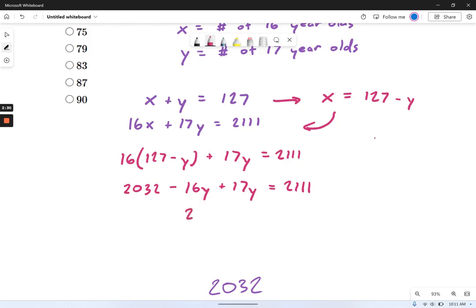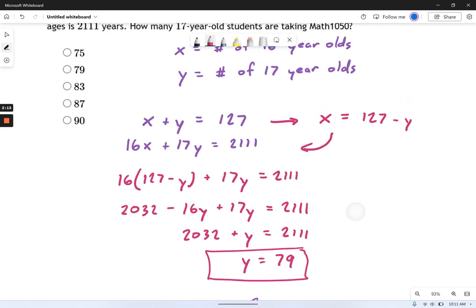Which means, if I simplify this a little bit, I have 2,032 plus Y equals 2,111. And if I now subtract, I get Y equals 79. Now that's an answer. Let's be very careful here that we actually are talking about 17-year-olds, right? Y is the number of 17-year-olds, and there's my answer.